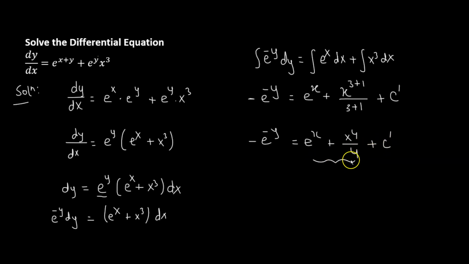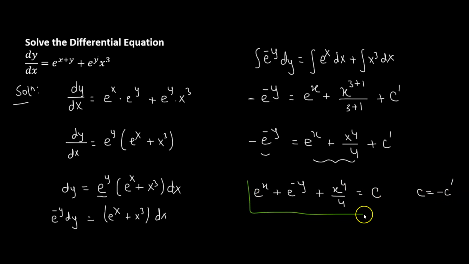Now we'll write all this term and this particular term together. So we have e raised to the power of x plus e raised to the power of negative y plus x raised to the power of 4 over 4, which is equals to negative c prime. So negative c prime will be c. So that means here we have used c is equals to negative c prime. And this is the required solution to our given differential equation. Let's move on to the next problem.